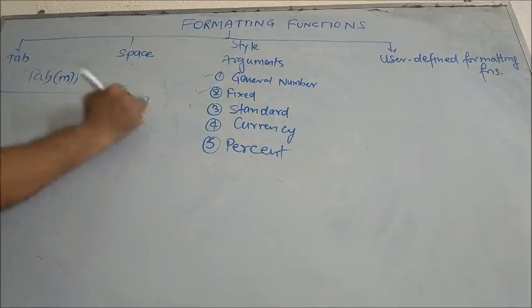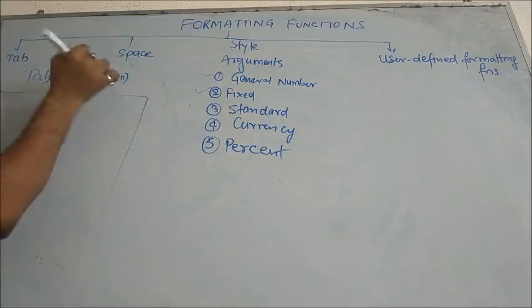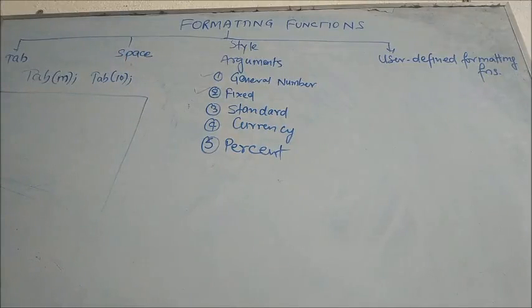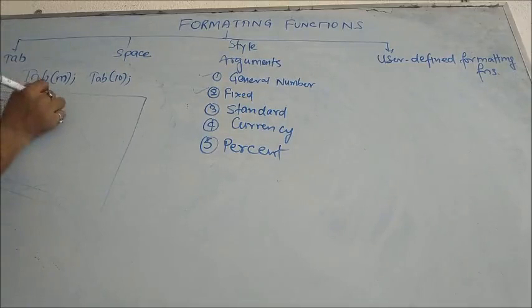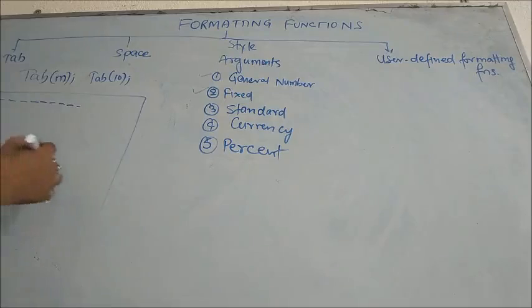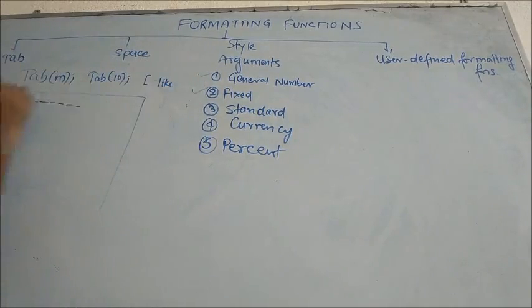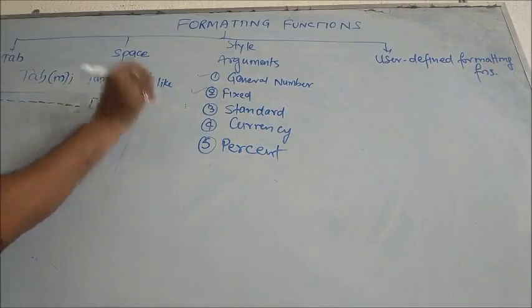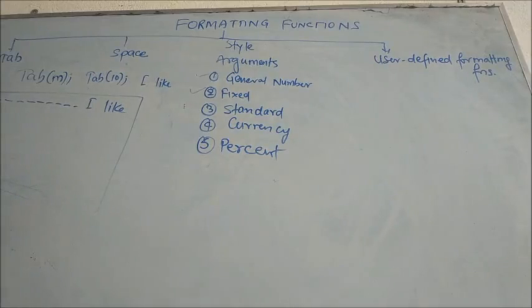So suppose this is your form, and if you want to write, say, tab 10, what is going to happen? Tab 10 is nothing but it will start from here and count 10 spaces: 1, 2, 3, 4, 5, 6, 7, 8, 9, 10. And after that, whatever you write, suppose I have written I like, it will be written from 10 spaces as I like. So the space is taken from the left corner, right? That is the main significance of tab.